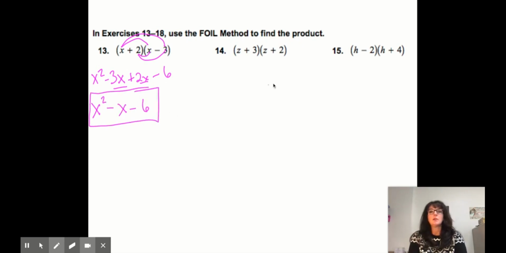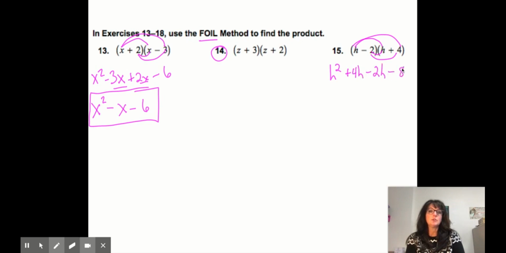Okay, go ahead and do number 14 using FOIL. And I will work on number 15. So first, outer, inner, last. So first terms multiply to h squared. The outer terms, h times 4. Inner terms and last terms. Combine like terms, h squared plus 2h minus 8. And we get a trinomial.